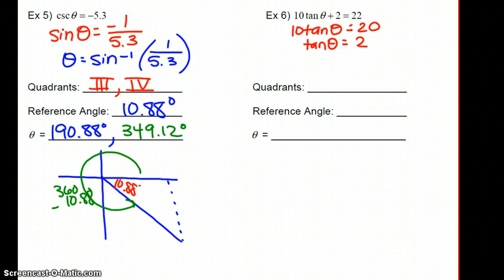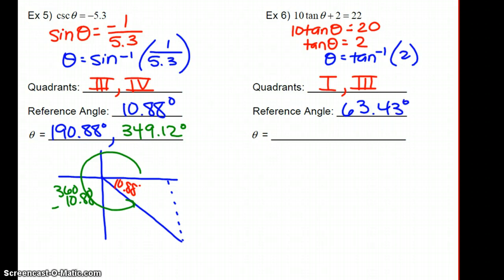Well, where is tangent going to be positive? That's quadrant 1 and quadrant 3. If we punch this into our calculator once again, to get theta all by itself, I'm going to do tan inverse of 2. And I get a reference angle of 63.43 degrees. If I want to find my solution, in the first quadrant, your answer is 63.43. And in the third quadrant, I need to add that to 180. That gives me 243.43 degrees.